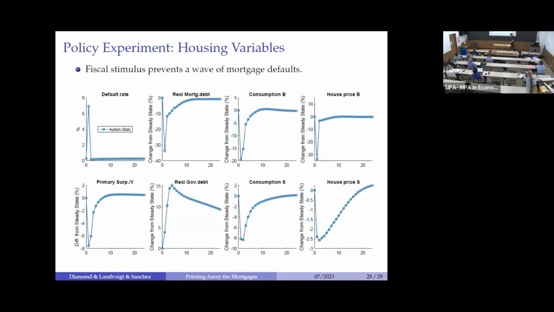With no stimulus, we would have got a dramatic wave of mortgage defaults because everybody lost their job, so they couldn't pay their bills. Real mortgage debt is going to crash. Everybody's consumption is going to crash. But they actually recovered kind of fast here just because the mortgages all went away. It was just a gigantic crisis.